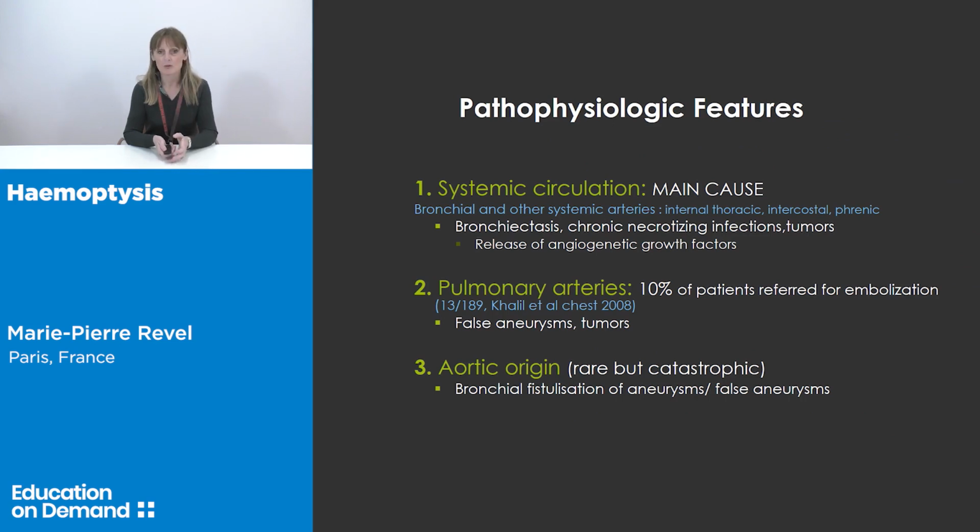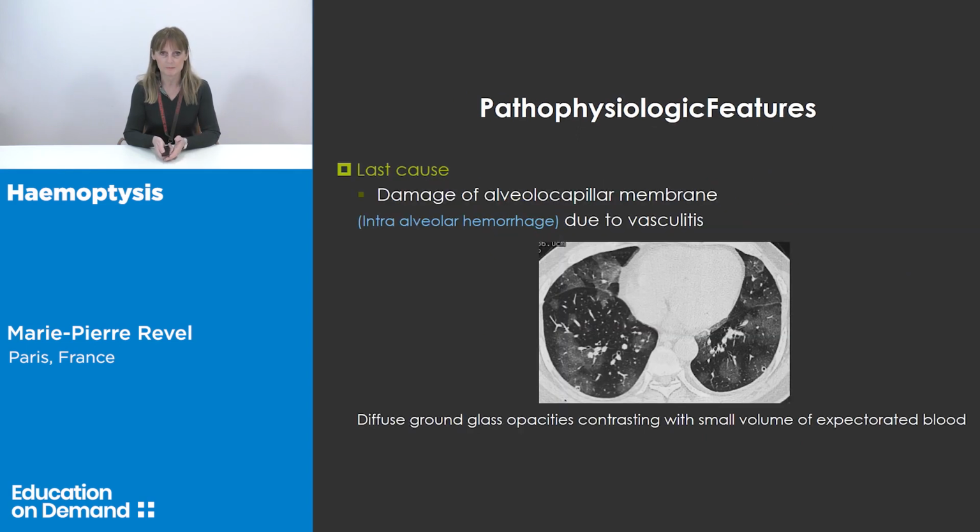It was estimated to occur in 10% of patients referred for embolization, and the bleeding is due to false aneurysms or to tumors. Lastly, the aorta is sometimes involved. It is very rare, but usually the bleeding is really catastrophic, and especially when there is a bronchial fistulization of aneurysms or a false aneurysm. And we are going to see cases for all these different features.